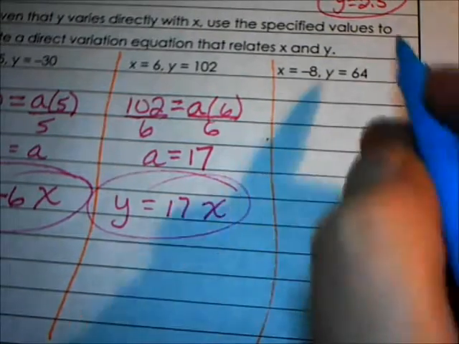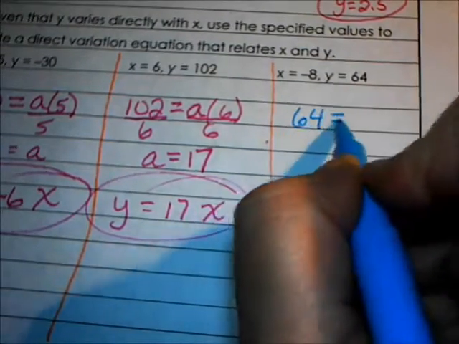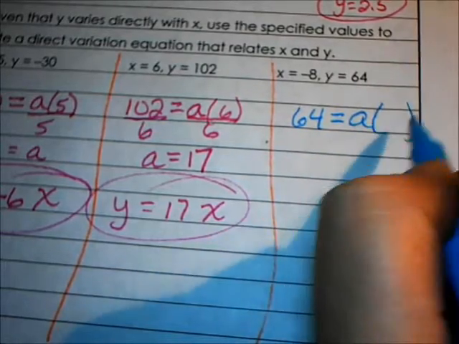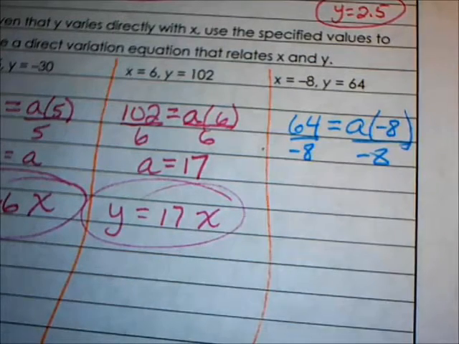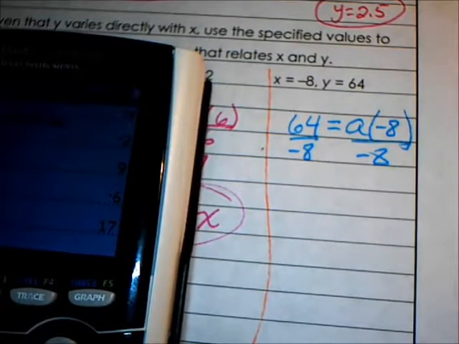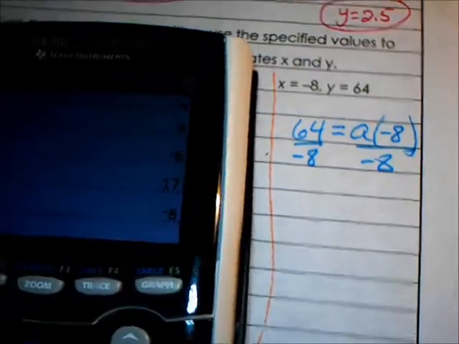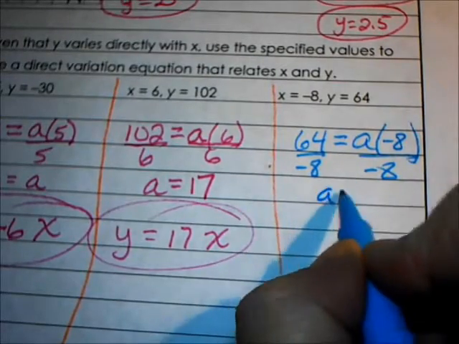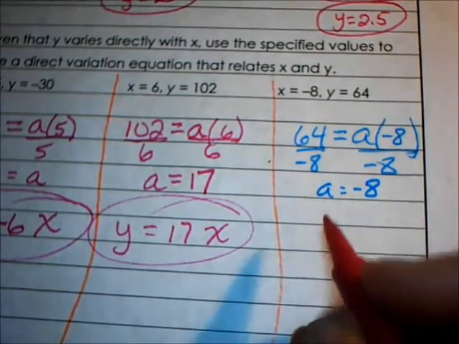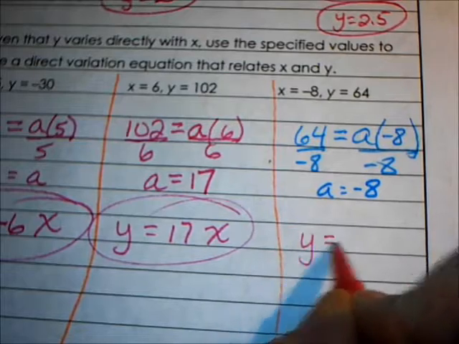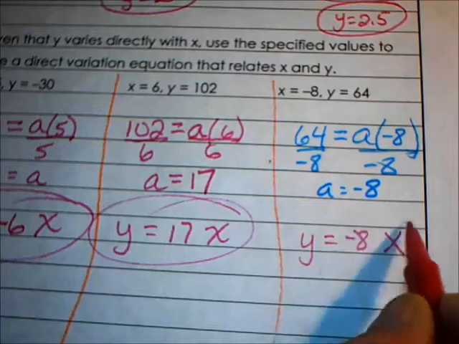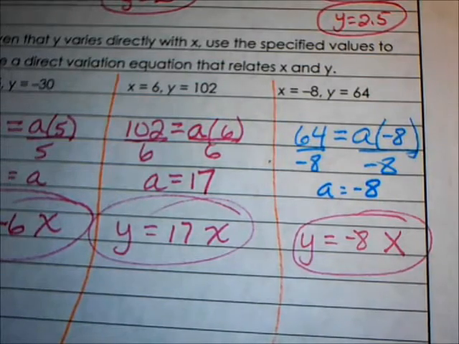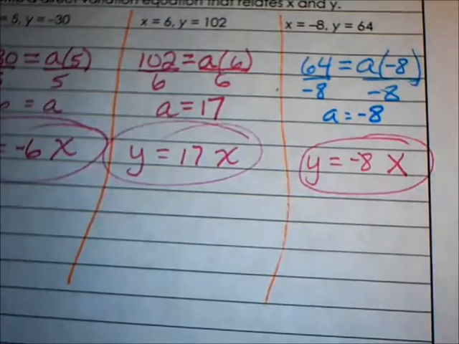Okay, and last one. Y equals 64. There's my a, and then the x is equal to negative 8. So divide by negative 8. 64 divided by negative 8. That gives me negative 8. So what's my equation for this? Y equals negative 8x.